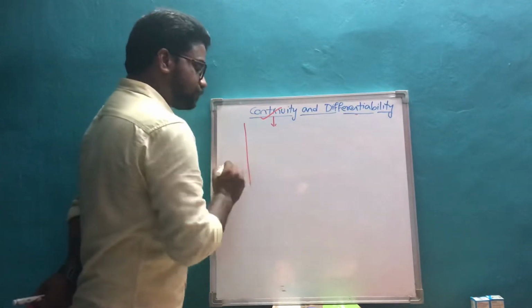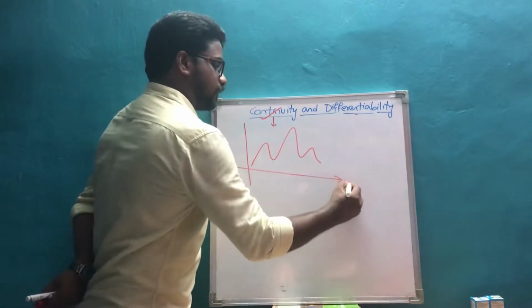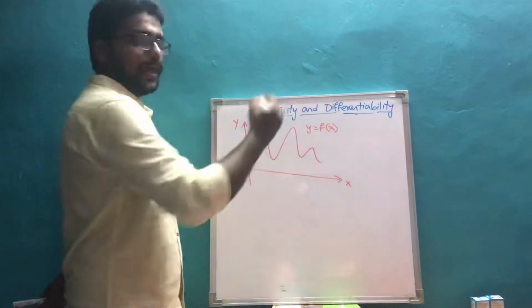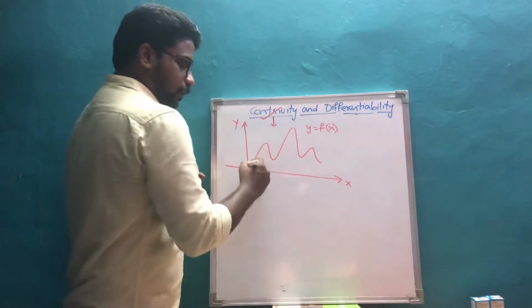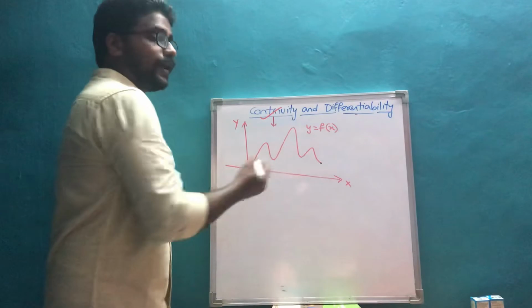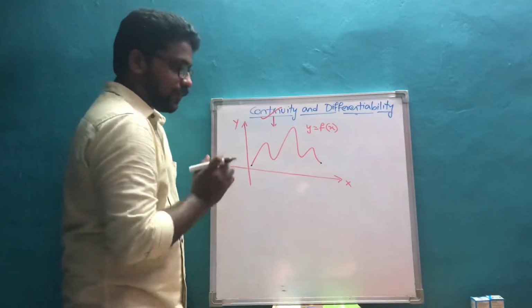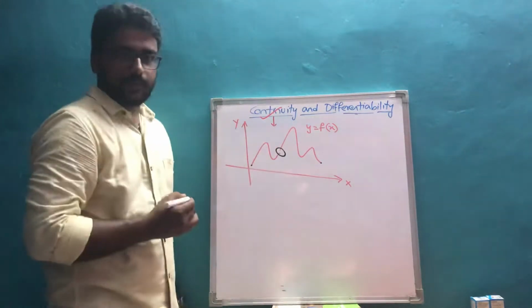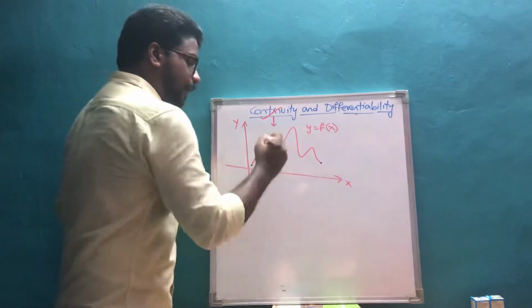For example, if I have any curve like this, along the x-axis and this is the y-axis, let us say this function is y is equal to f of x. Now you can observe in this graph, from this starting point till this end point, there is no break at all. What I mean by a break here is a gap between any 2 points. For example, if I erase this part here, you can see some sort of gap. Previously in this curve, I don't have any break at all.